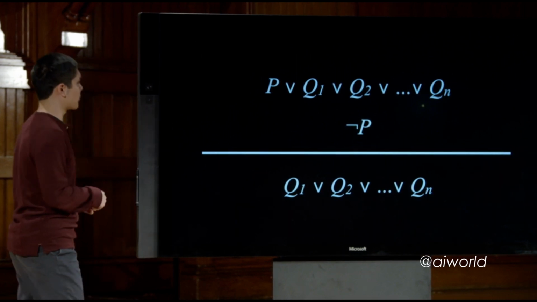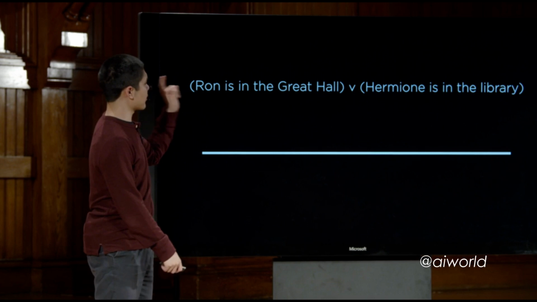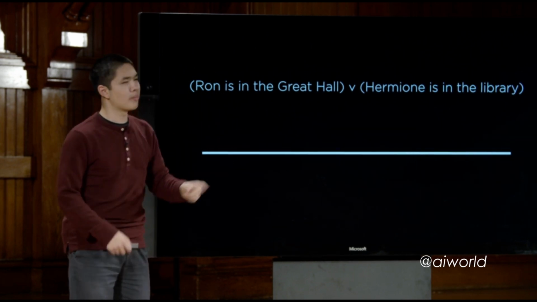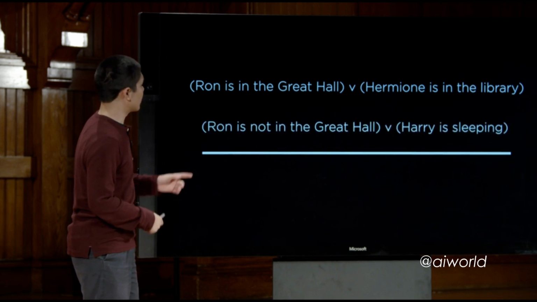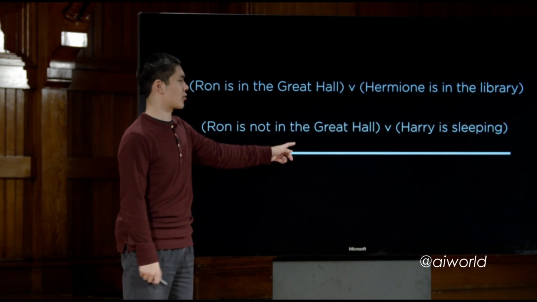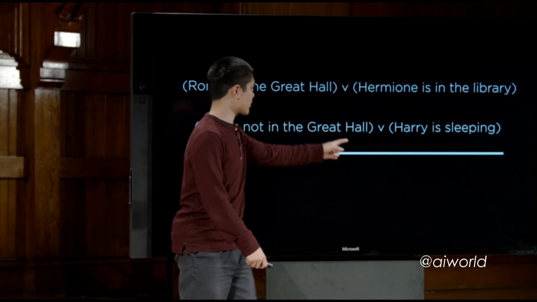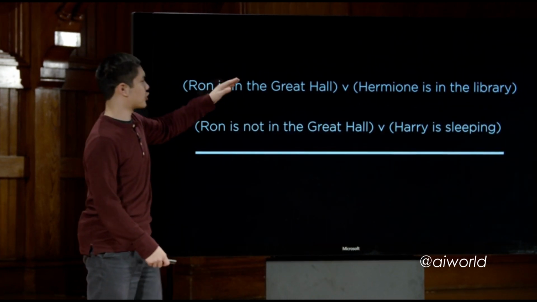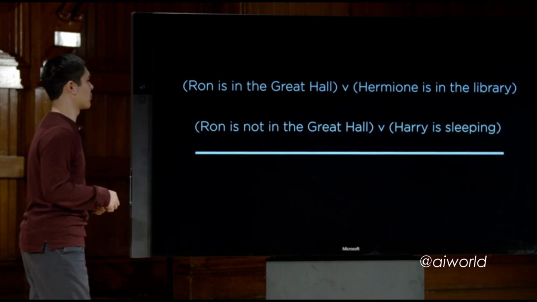So let's take another example. Let's say, for instance, that I know the same piece of information, that either Ron is in the Great Hall or Hermione is in the library. And the second piece of information I know is that Ron is not in the Great Hall or Harry is sleeping. So it's not just a single piece of information. I have two different clauses, and we'll define clauses more precisely in just a moment.